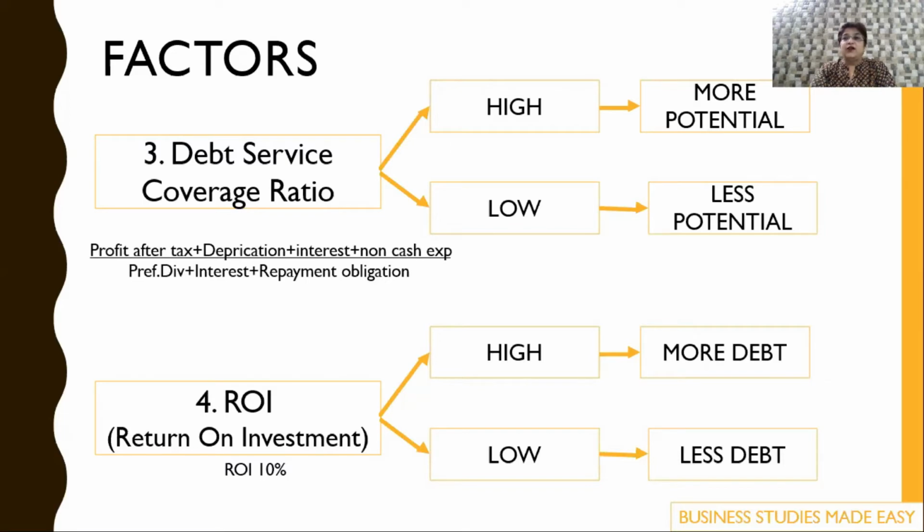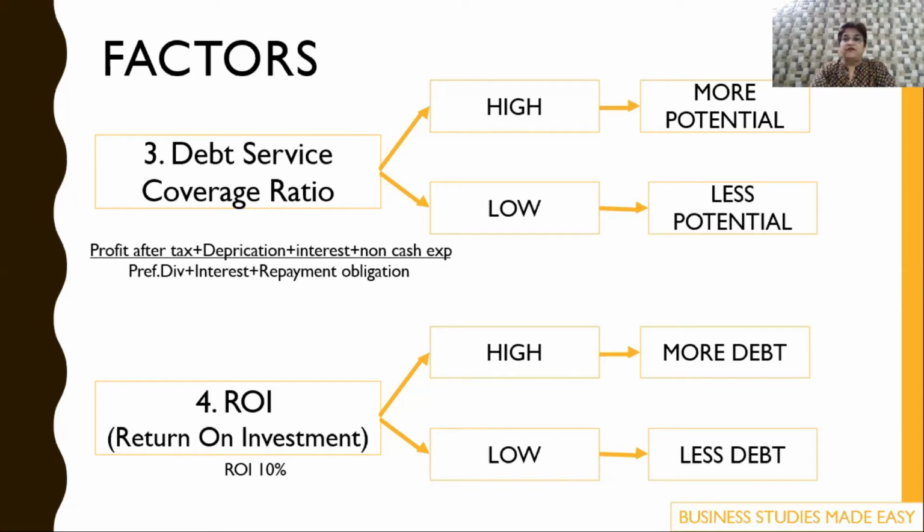Then comes return on investment. The amount of debt that can be raised in the capital structure will depend upon the return on investment. In the case we had taken up, the return on investment was 10%. So if the return on investment goes higher, then the finance manager will be able to pay the interest even better because the rate of interest was 8%. So if the ROI goes to 12%, then he's in a better position to pay the interest.